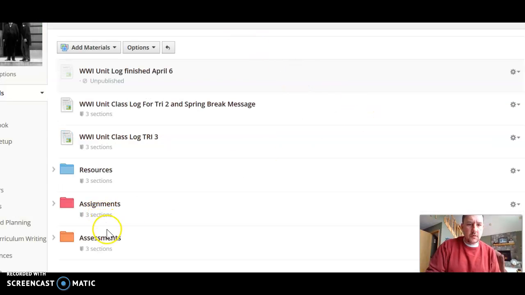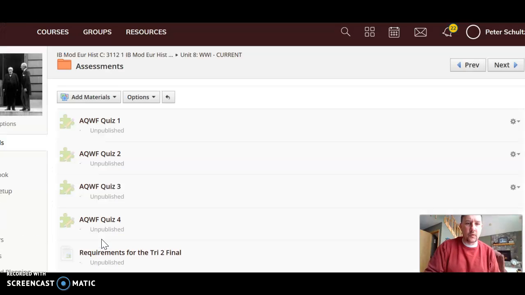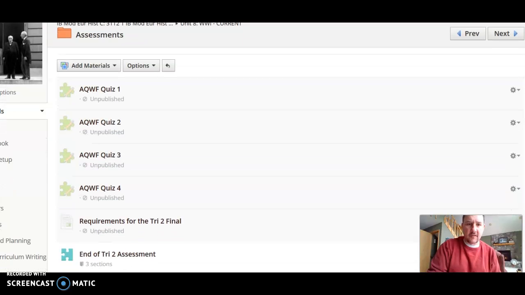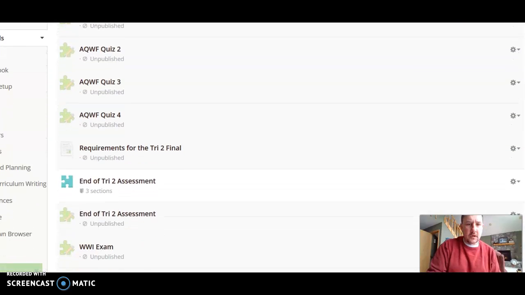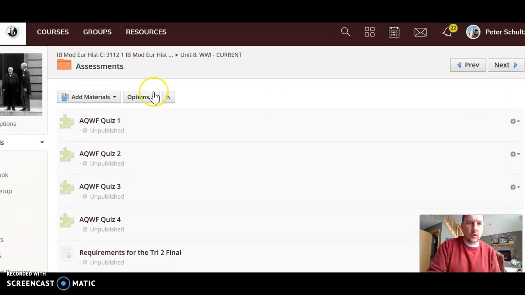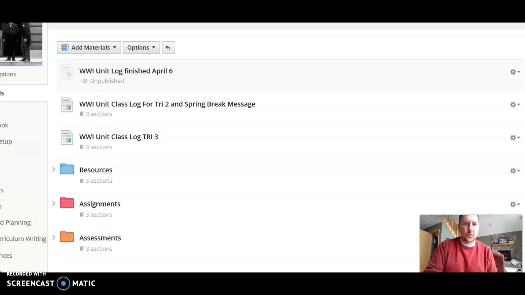Below assignments are the assessments, and this is where we'll be taking quizzes. You can see all of those there. They're not available to you. And then eventually the World War I exam. So that's how the class works. If you haven't gotten good at using the resources that are available, this is a wonderful opportunity.